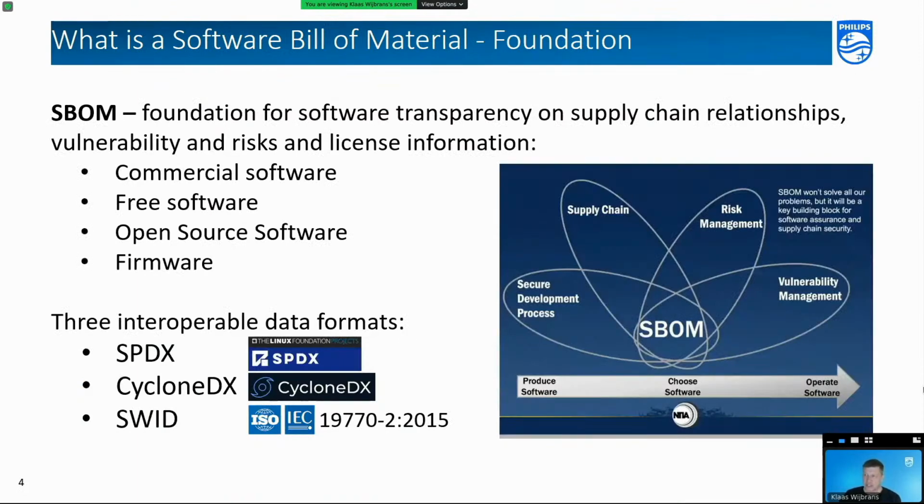What is it in the end? In the end, it's defined as the inventory of all the software that you use in your product, including transparency on supply chain relationships, vulnerabilities and risks, and license information. And then it applies to all kinds of software, commercial software, where you have a paid license, free software, which is a very hazy category. It's not open source. Sometimes it's software that you get for free from people on the internet. Sometimes it's software under all kinds of freemium models.